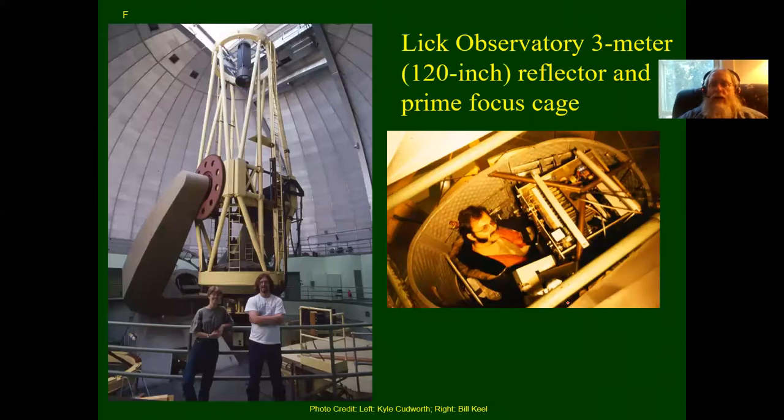Here is a picture of that Lick Observatory 3 meter, 120-inch telescope here on the left. Like I said, this is the smallest telescope I know of where the observer could physically be at the prime focus. And on the right picture, there's a person in the prime focus cage, and you can see it's a lot more crowded than the one for Palomar.